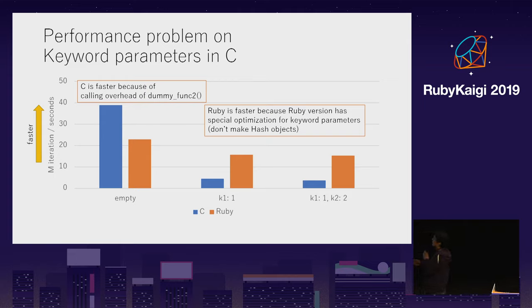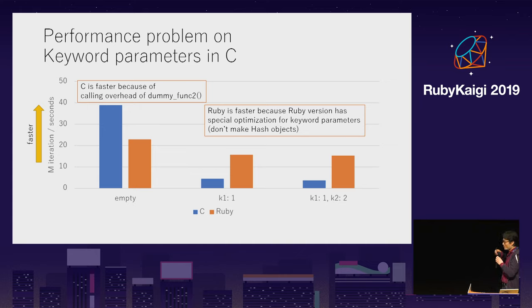Empty means we do not pass the keyword parameters, and there the C is faster. The blue line is the C implementation, and the orange line is the Ruby implementation. Higher is better, so higher is faster. The C method is faster than the Ruby method because the calling overhead of a C function is much cheaper than the Ruby method invocation.